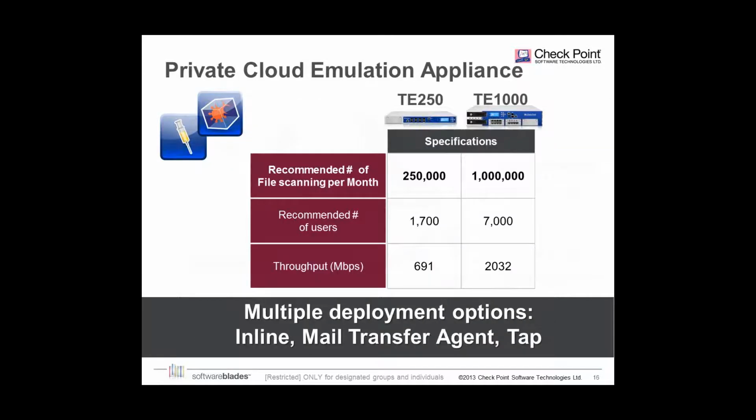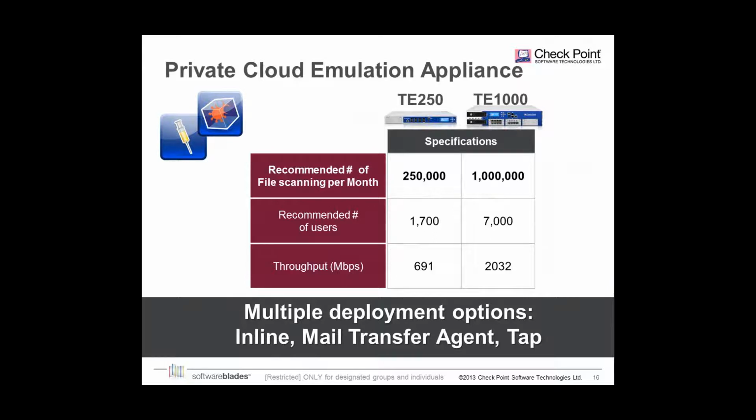Okay. The alternative, if you would rather do this on-premise, is two options, a TE250 or a TE1000, and they are dedicated appliances allowing you to offload, again, emulation. If you don't want to send files up to Checkpoint to be emulated and you'd rather have them emulated on site, you can deploy this device in your organization and the files will be emulated within your own environment.